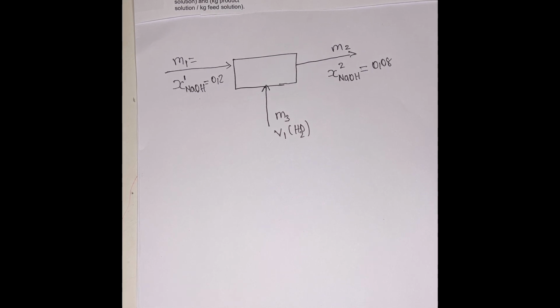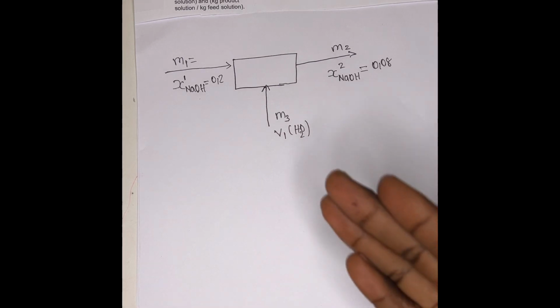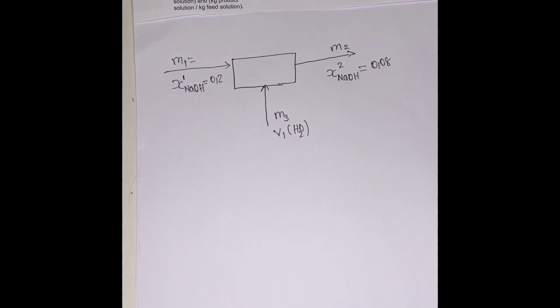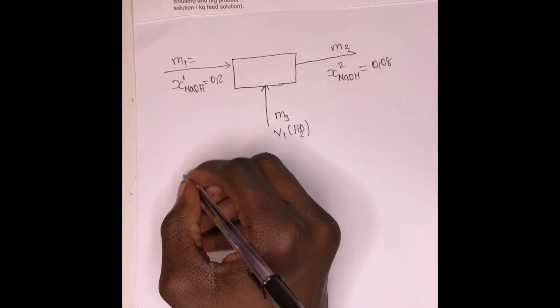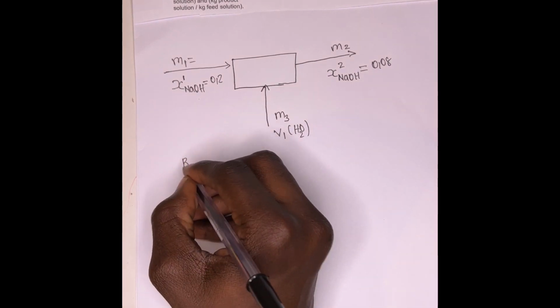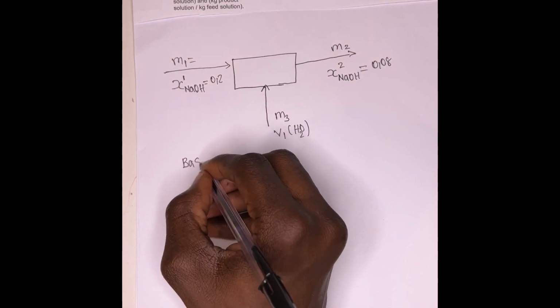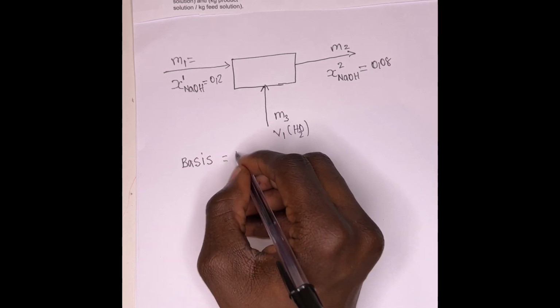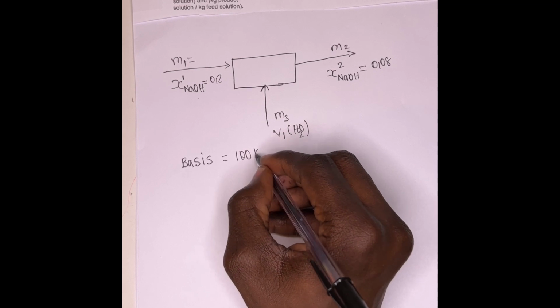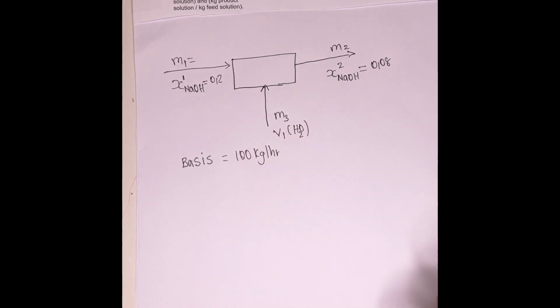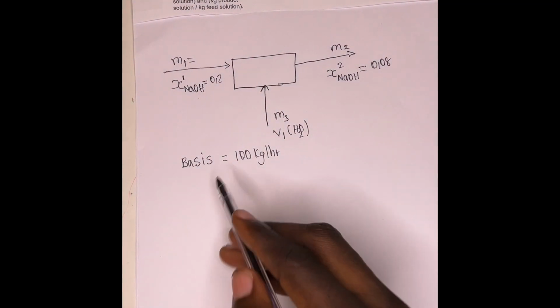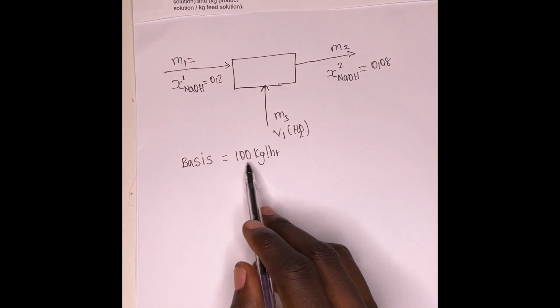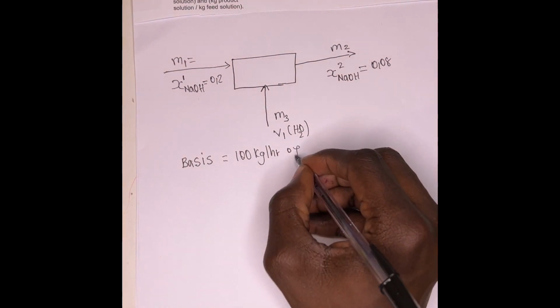Now remember I told you when you are solving the question carefully, you have to assume. Here we can't solve this kind of question without assuming. So you take a base, any number you want, guys. You will find the same answer. You can take the base to be 100 kilograms per hour of feed. So this is a base of 100 kilograms of feed.